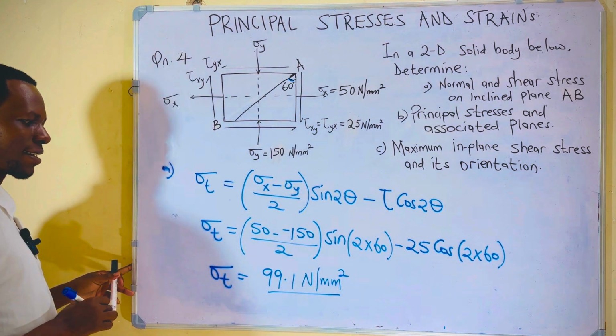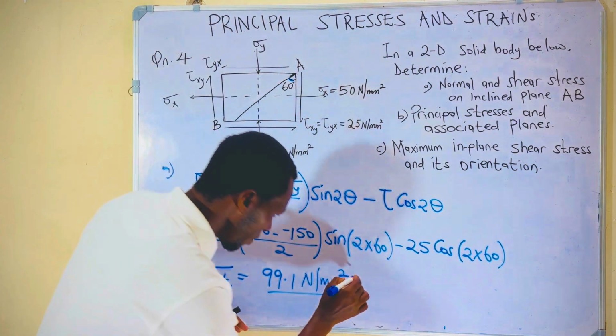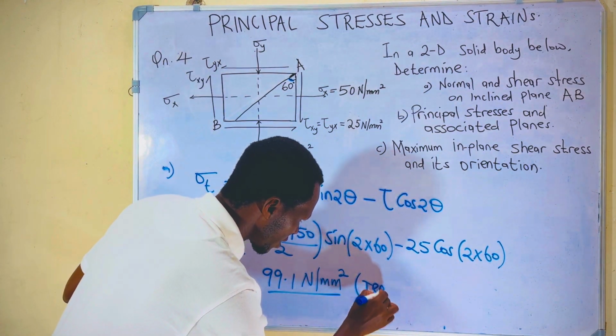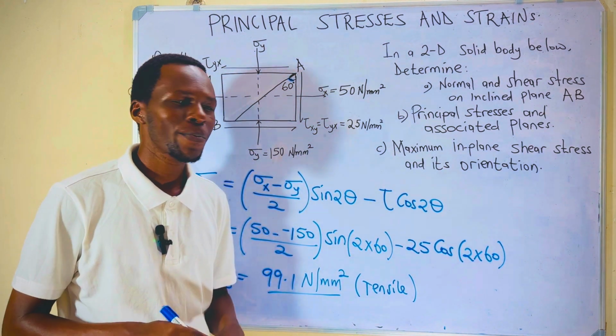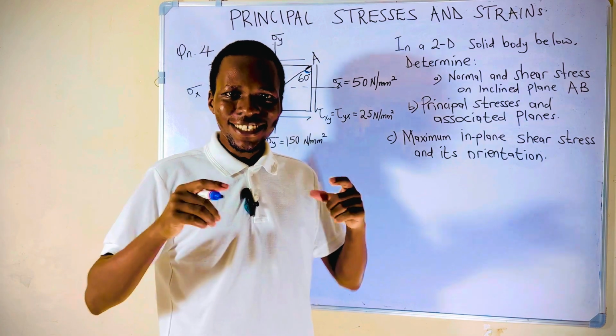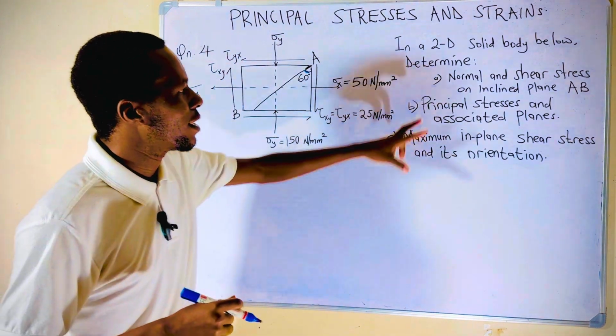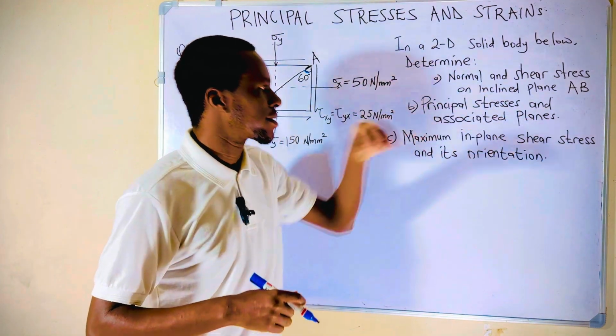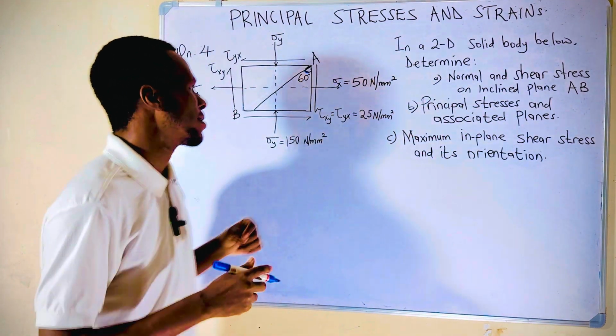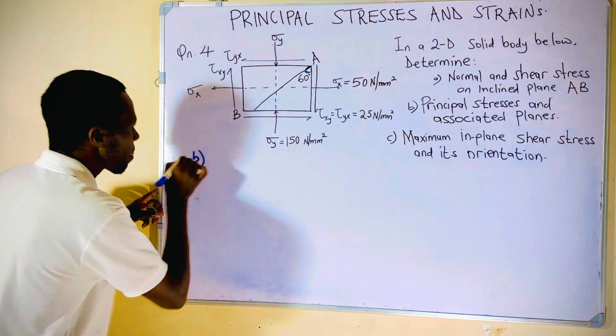See how easy it is. Now, since it is positive, that means this answer, or this stress, is tensile in nature. So take note of that. Let's have a look at how we can solve the second part of the question, which is asking for the principal stresses and associated planes. That is part B of the question.